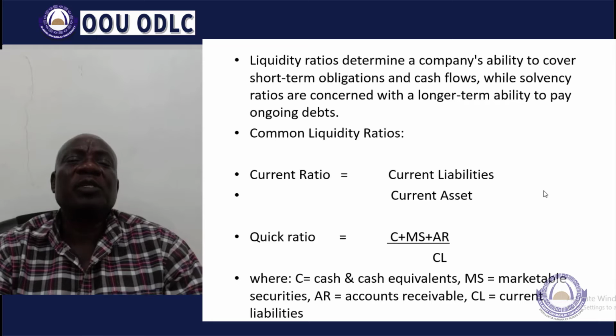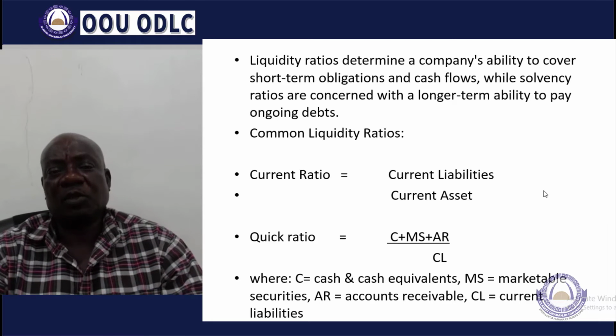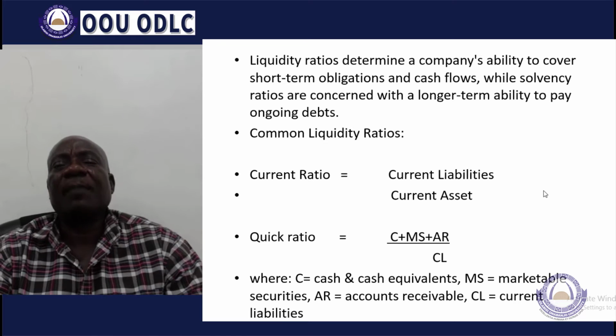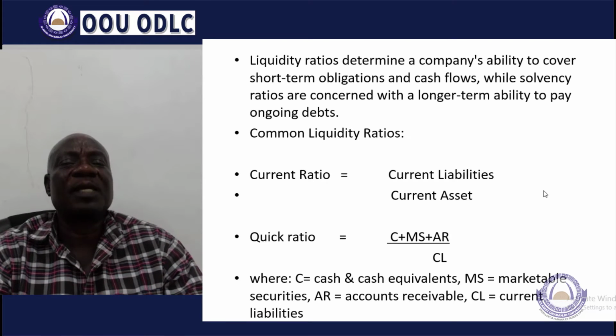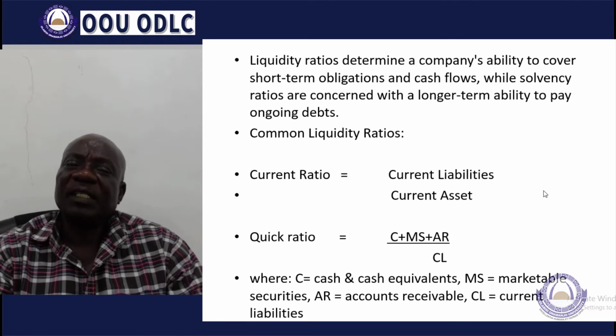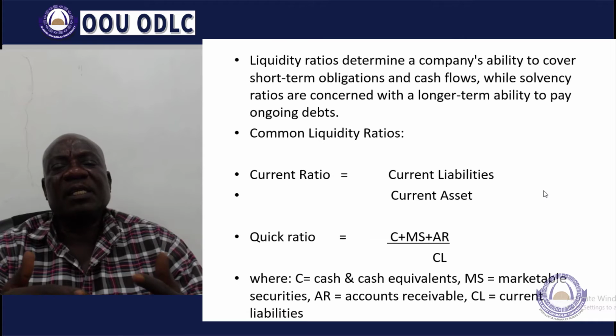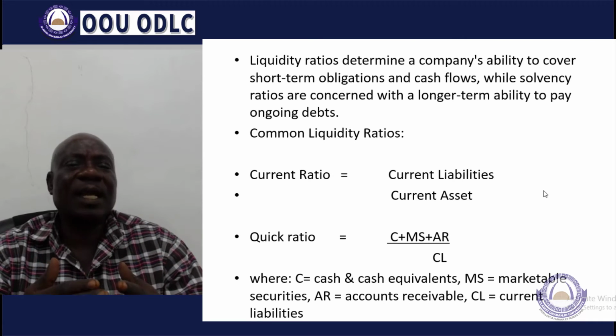Then we have liquidity ratios. What we discussed the other time is profitability ratio. Liquidity ratio determines a company's ability to cover short-term obligations and cash flow, while solvency ratios are concerned with long-term ability to pay ongoing debt. We normally mix these two ratios together. They are not the same.